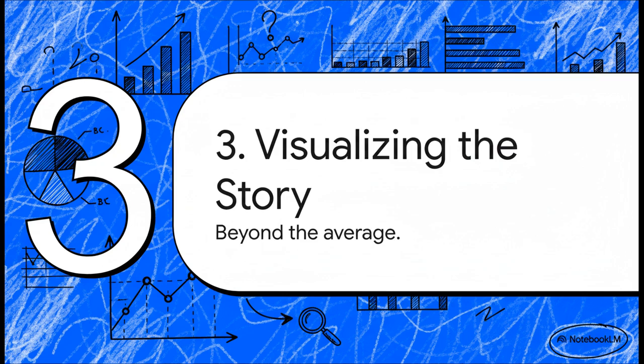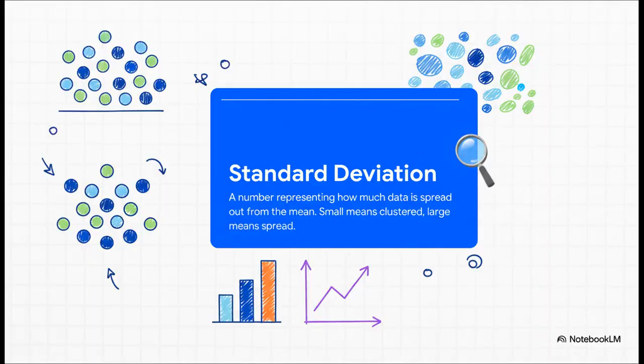To really understand that, we need to go beyond one number. We need to visualize it. We need to actually see the shape of our data. The key tool for this is called standard deviation. Now, I know that sounds super technical, but the concept is actually pretty simple. It's just a single number that tells you how spread out your data is.